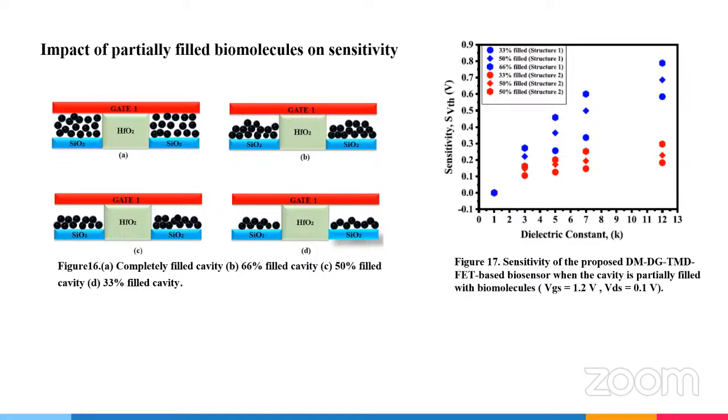As you can see, the sensitivity is more for the 66% filled structure, because there will be a large concentration of biomolecules. Automatically the sensitivity will be more, since the concentration is more, the dielectric constant will be more, and the response that we get will be fast and more.